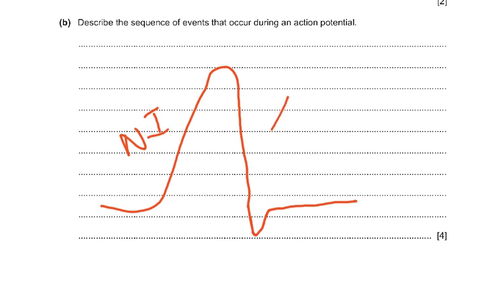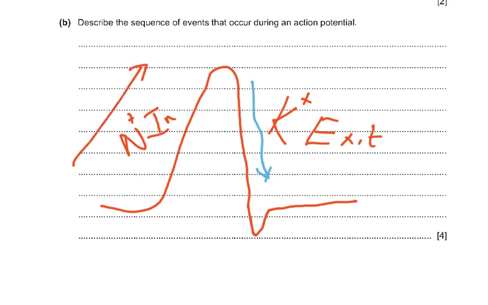That's why the mnemonic is Nike. The depolarization is because of sodium in, and the repolarization is because of the potassium exit. So this would be the depolarization and this would be the repolarization. And then this is the overshoot, which is the hyperpolarization. And then this would be the resting potential, which is maintained here.